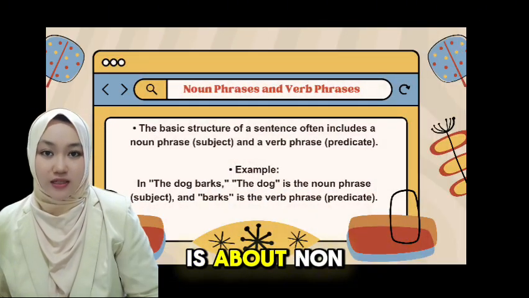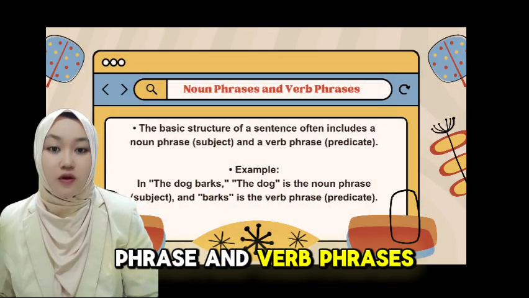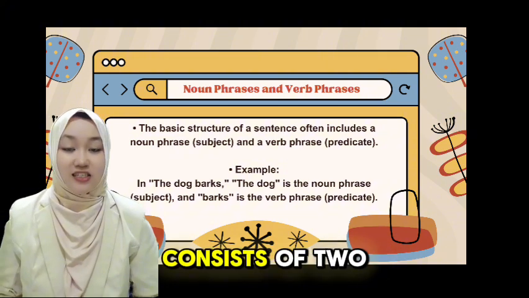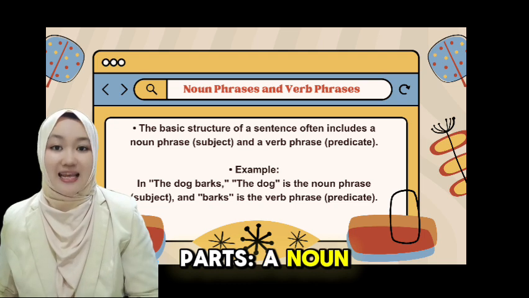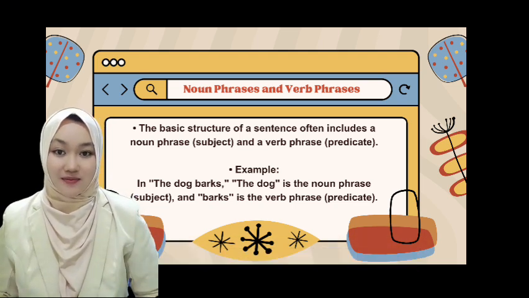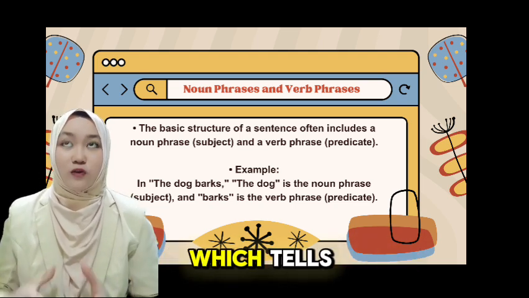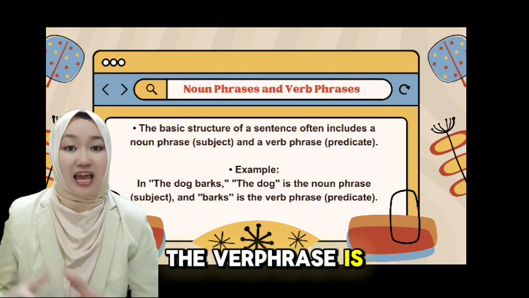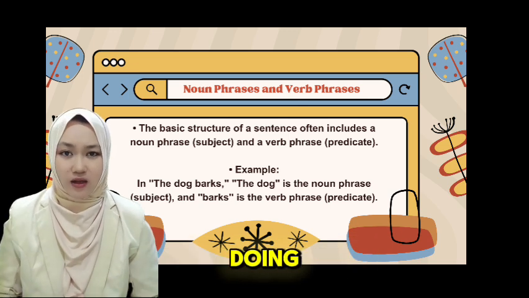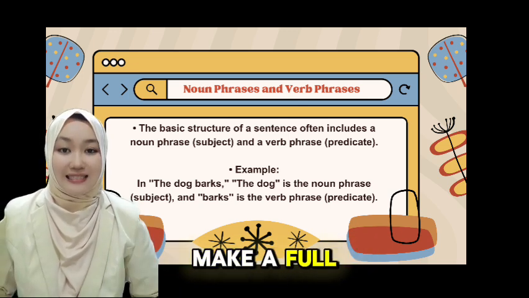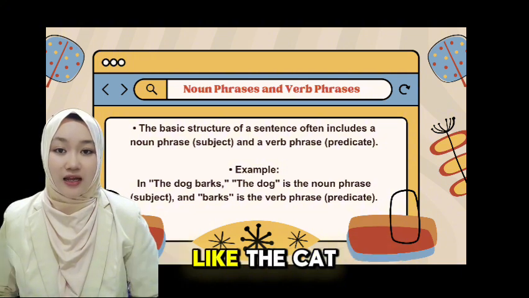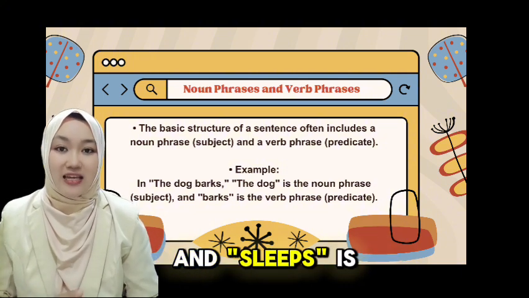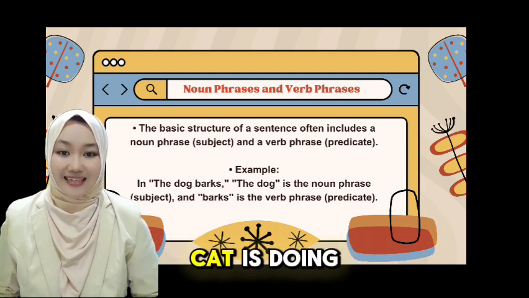Okay, the next material is about noun phrases and verb phrases. The basic structure of most sentences consists of two main parts, a noun phrase and a verb phrase. The noun phrase is the subject, which tells us who or what a sentence is about. The verb phrase is the action, or what the subject is doing. These two parts make a full sentence. For example, "the cat sleeps." The cat is the noun phrase and sleeps is the verb phrase, showing what the cat is doing.